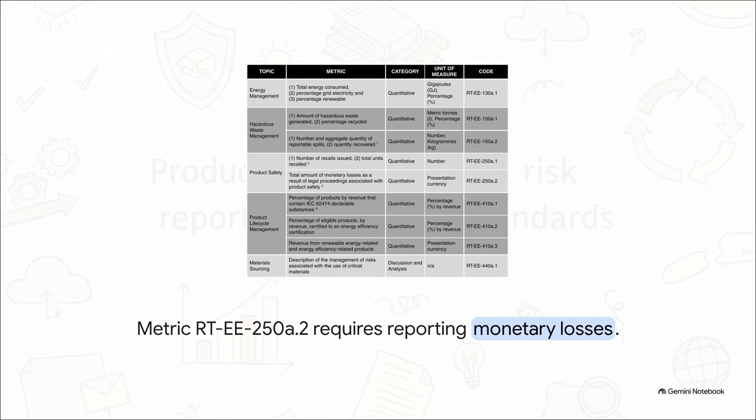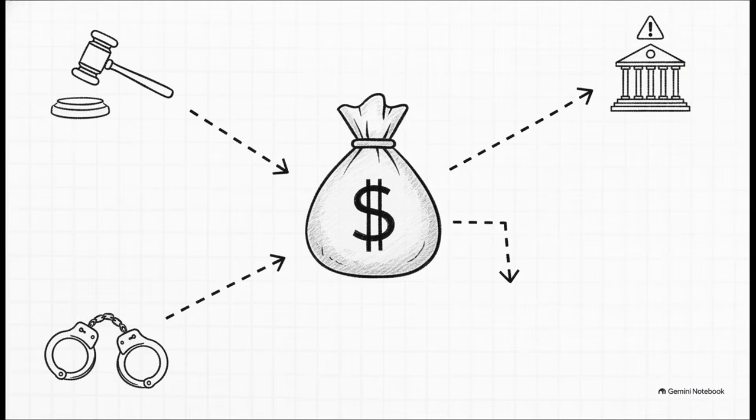And note the unit of measure here. It must be reported in your presentation currency. This is exactly where the legal risk literally hits the income statement. So, what exactly goes into this monetary loss figure? The standard is super specific about the adjudicative proceedings you've got to include.